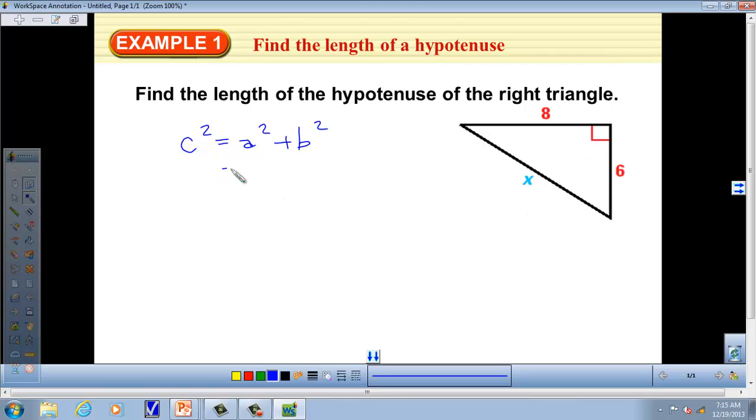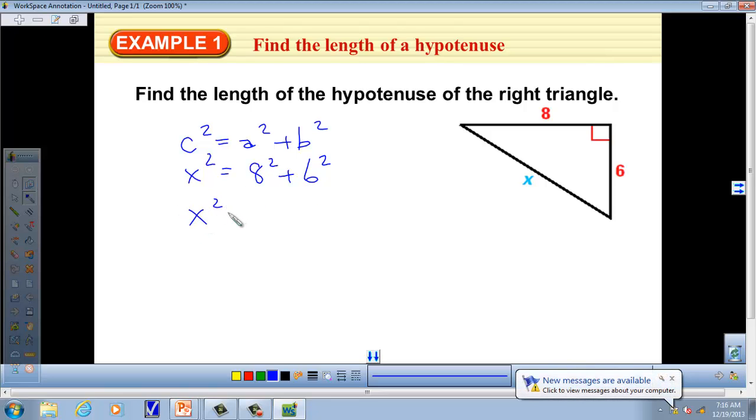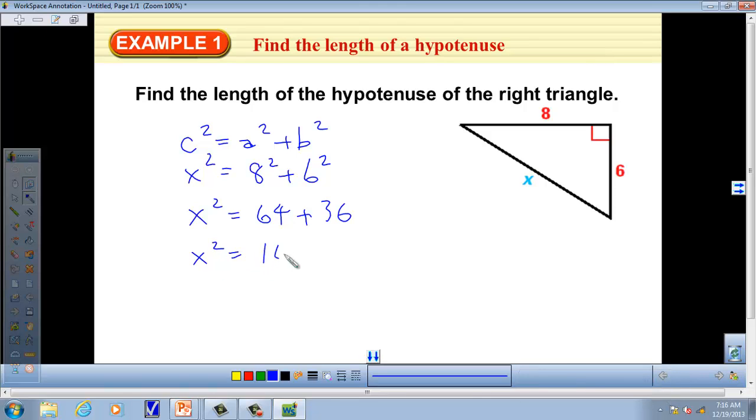So if we look at this carefully, we know the hypotenuse is x, so that's x squared. We know one of the sides is 8 squared and the other side is 6 squared. It doesn't matter the order in which you do these, so if you had written 6 squared plus 8 squared, that would have worked just as well. x squared is equal to 64 plus 36, and so x squared is equal to 100. We square root both sides, and we get x is equal to 10.